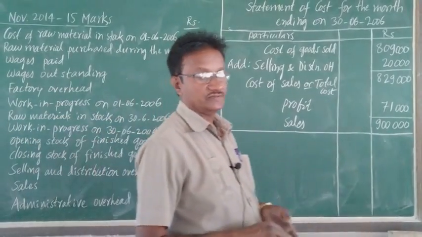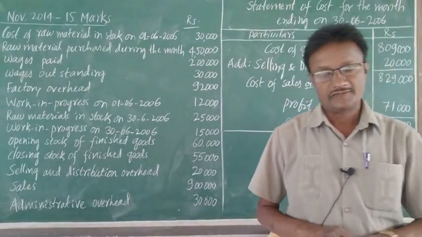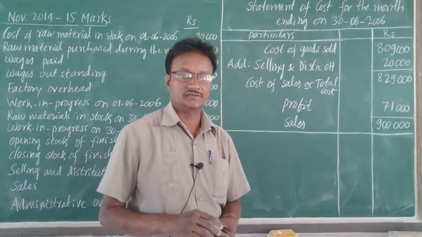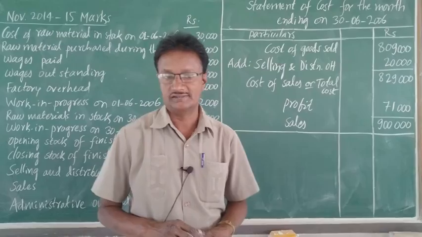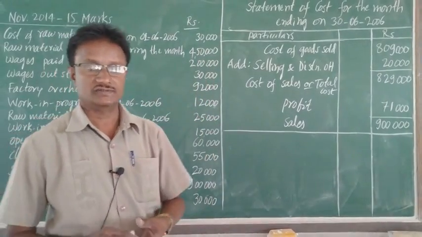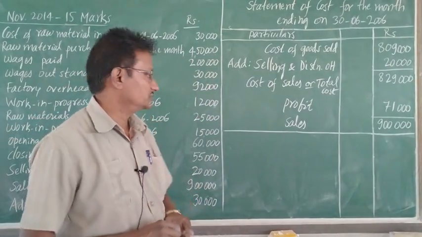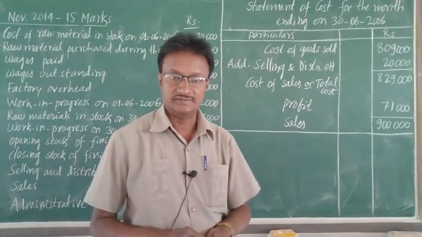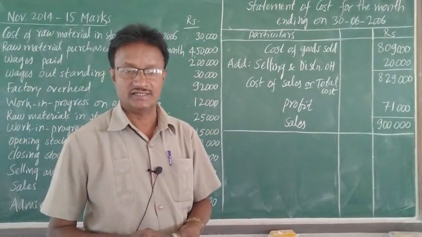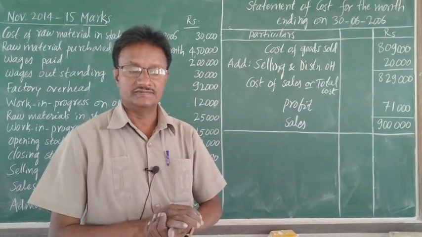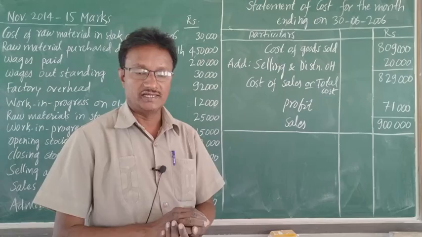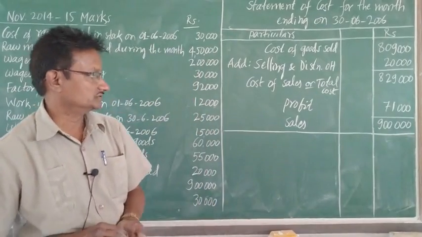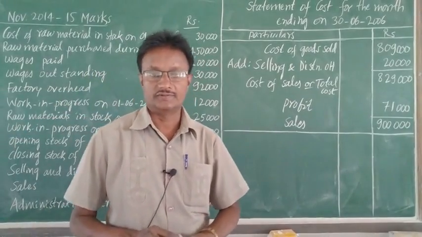And there are three types of overheads: factory overhead, office or administration overhead, and selling and distribution overhead. There are three types of stock, three types of overheads, and also the three important elements, that is direct material, direct labor, and direct expense. The aggregate of these three direct elements is called prime cost. So we have to remember the format of cost sheet.